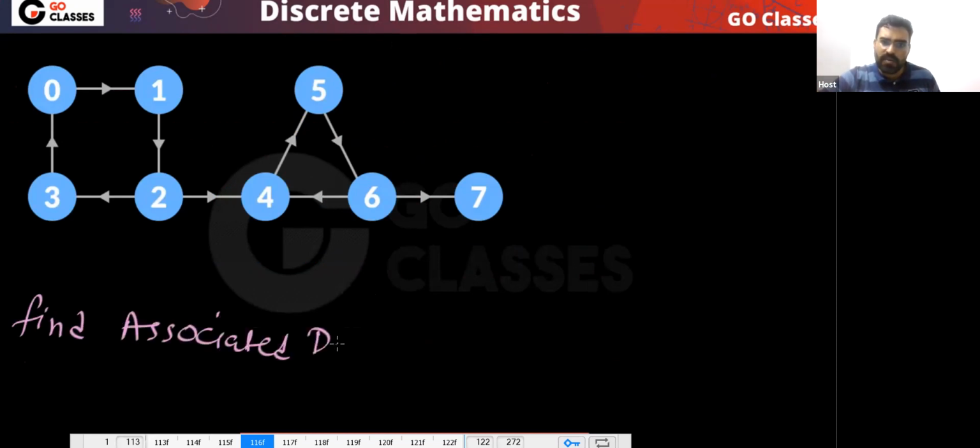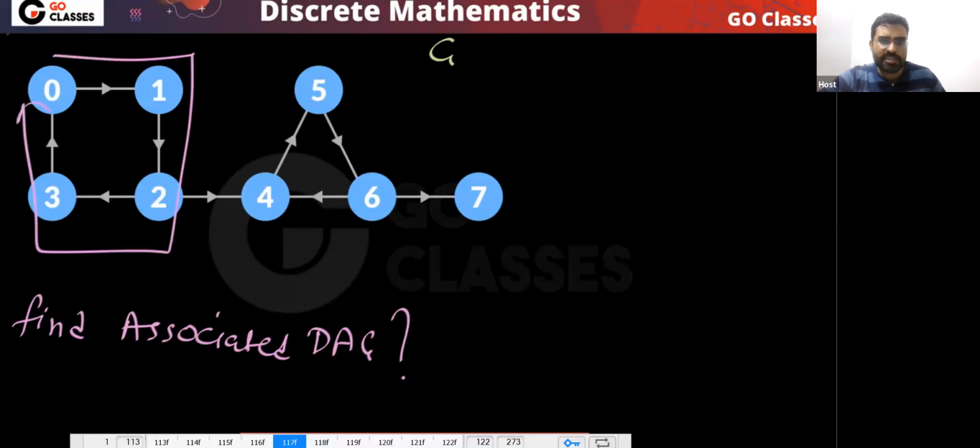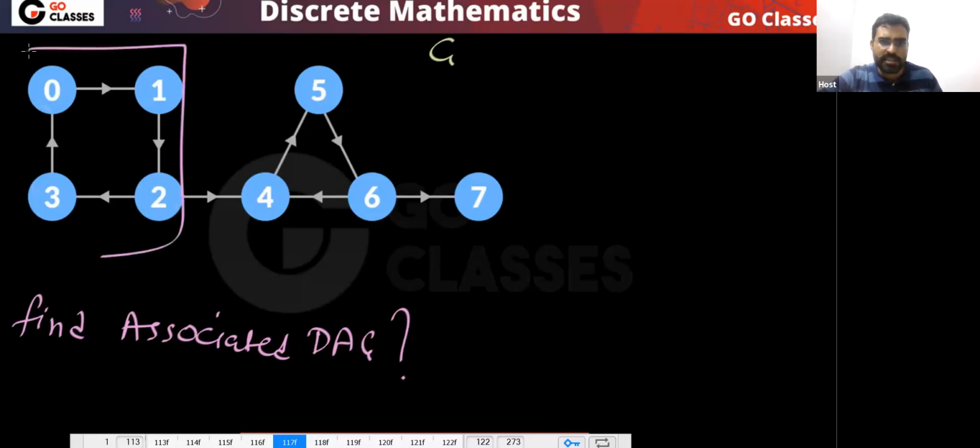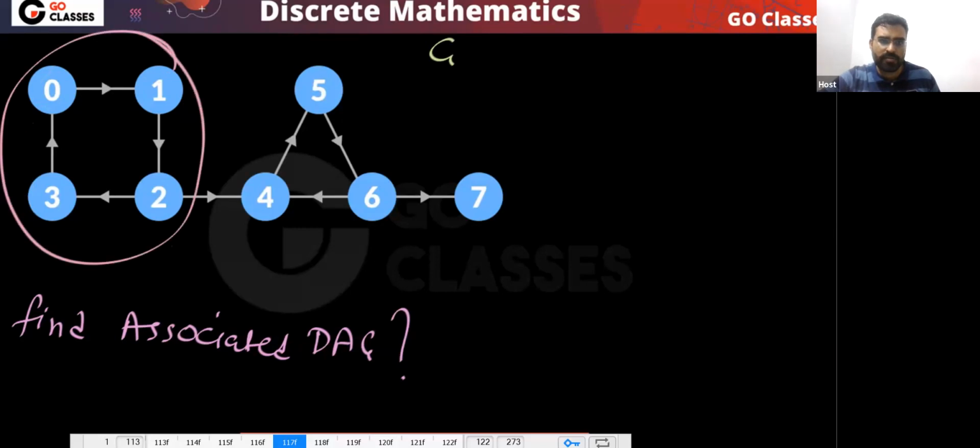For this graph, find the associated DAG. This is your graph G. In this graph G, let's find out the associated DAG. See, very simple. You can notice this is a family. This is a strongly connected component, there is a cycle. So let's call it S1.